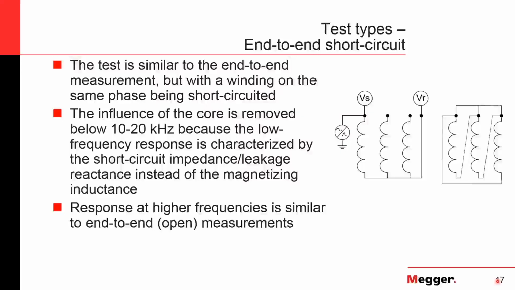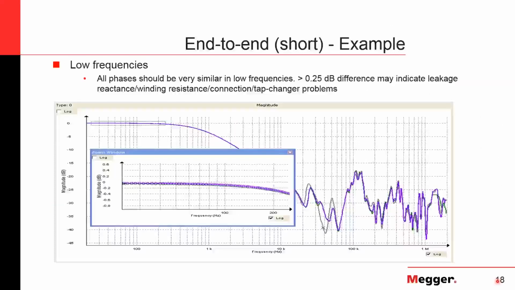The end-to-end short circuit test is really repeating that measurement, but now you short off all the secondary. You still do the same thing as far as connections go, but now you short the secondary winding. I see this as shorting out the core influence, because you take that away, so it's easy to determine if a change in the response was just because of the core. This test takes out the core effects. And what's nice is as you get to the higher frequencies, it's going to be very similar to the end-to-end open circuit test.